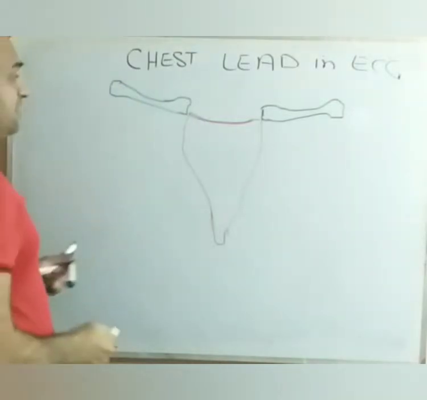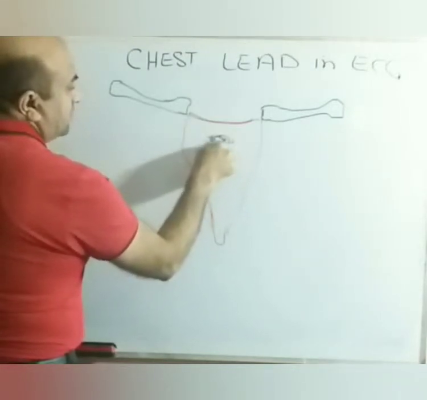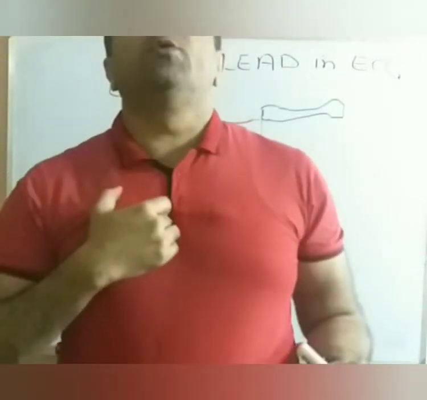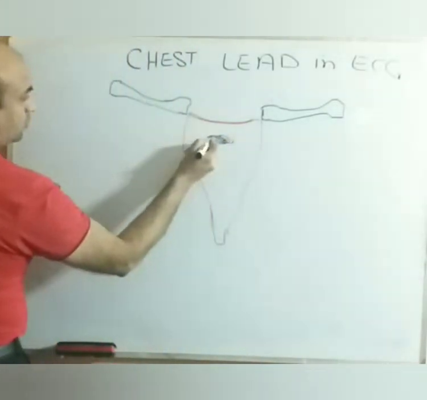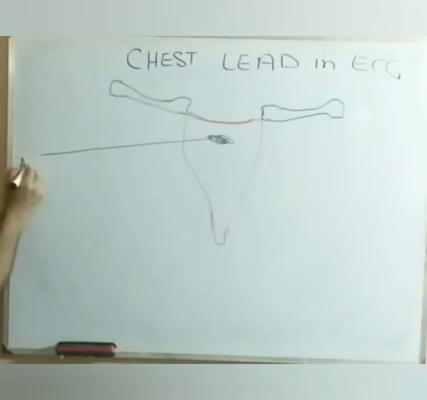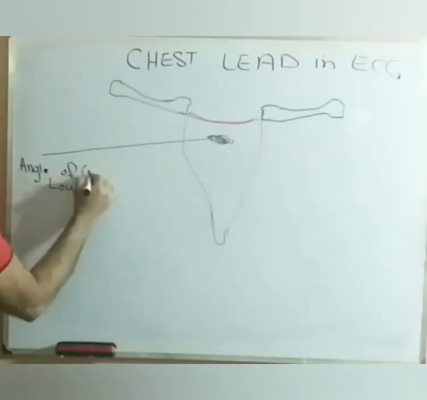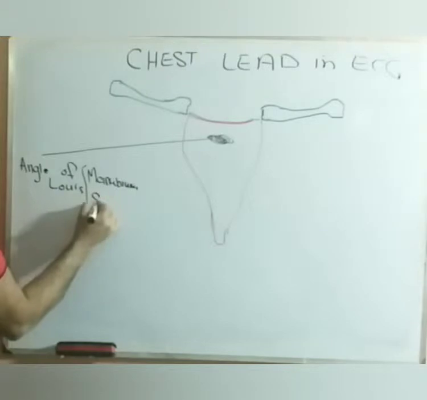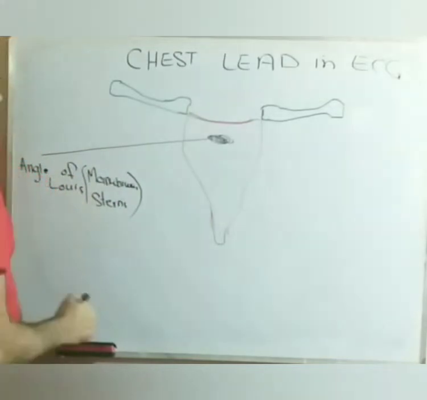Okay, there is a very important bony ridge 1 to 2 centimeter below the suprasternal notch. There is a bony ridge which we call angle of Louis or manubrium sterni. So we call this angle of Louis or manubrium sterni. And this is suprasternal notch.